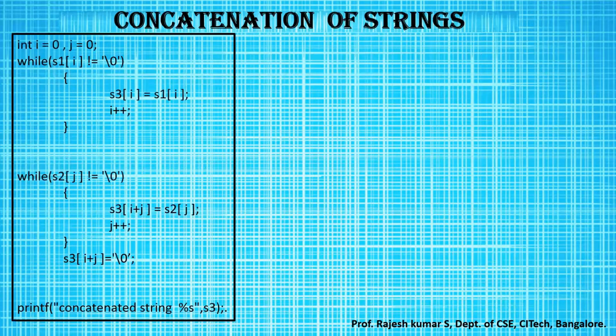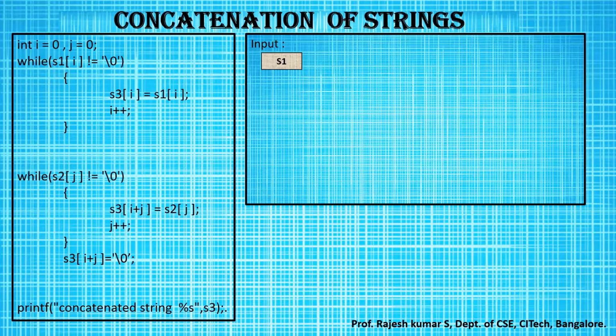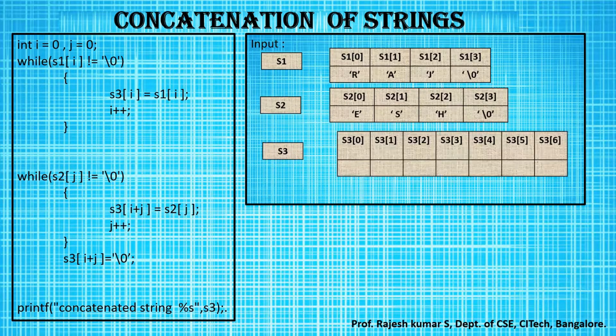Now let us see the logic of the program and the coding of the program. In the string concatenation program, I'll just show you the input and what is required. Students, do observe this input statement. We have used S1 array, S2 array, and S3 array. Now in the S1 array, I've stored RAJ. And we know that by default, the null character will be added at the end by the compiler itself. In the S2 array, I've stored ESH. Now I want to concatenate string 1 and string 2.